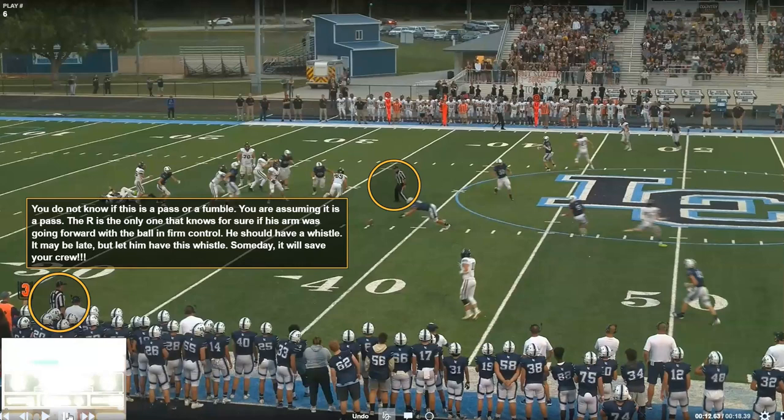The ball was coming out before and was loose in the quarterback's hand, and then he flung his hand forward with the ball loose in it, which by definition is a fumble. And the crew did a great job. No one blew their whistle.